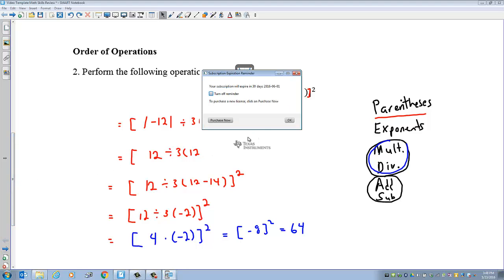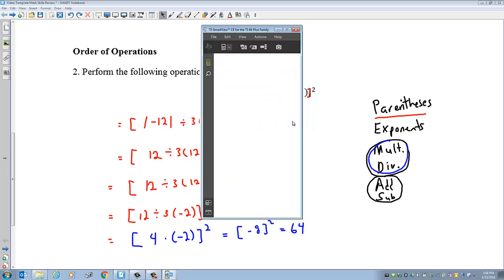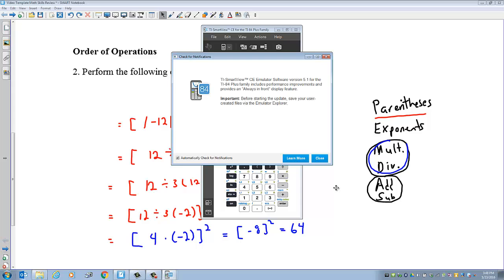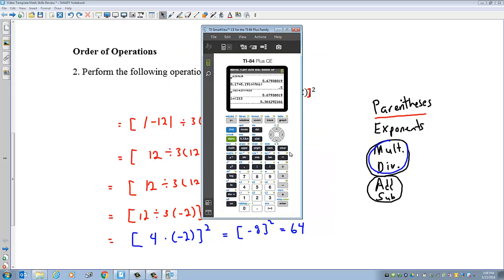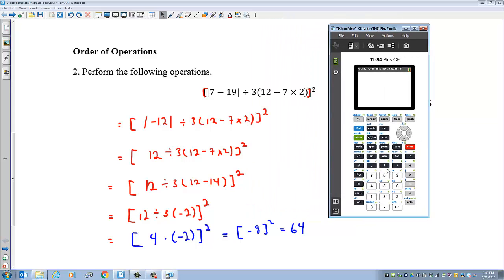I was waiting for this thing to open up so you can see it. Okay, so on this one, let's clear all this out. And so we can put this in, so you have basically left parenthesis and then absolute value. If you hit math and hit over to number, you'll see there's an absolute value, ABS, and so I'll hit enter on that.